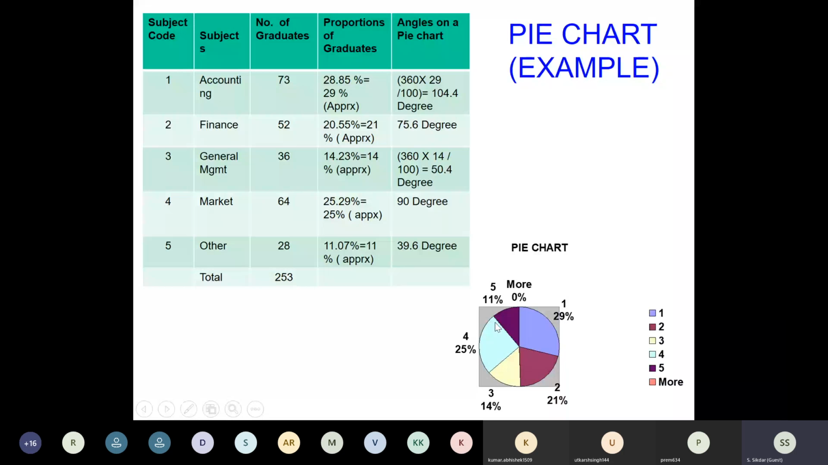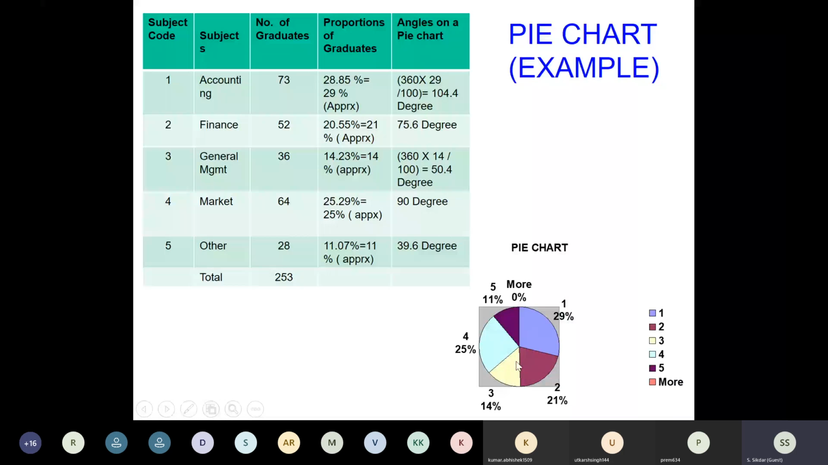From here also you can see 73. But when you compare 73, 64 or 52, it may not look very appreciable. When you look at this pie chart, it makes sense that 29% is really bigger than 14% or 11%. Likewise you can compare all subject codes, how much percentage each occupies. So this is a pie chart which you use.